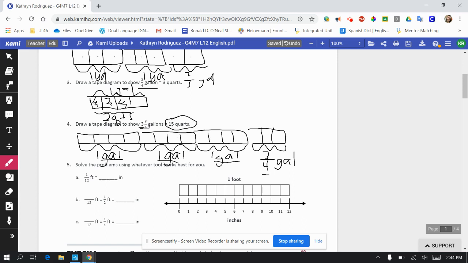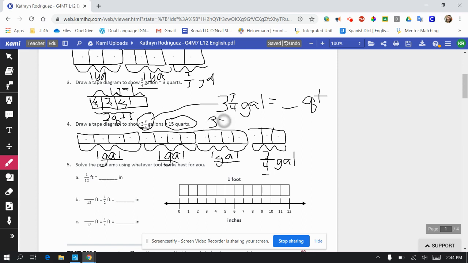And then I should have 15 quarts. 1, 2, 3, 4, 5, 6, 7, 8, 9, 10, 11, 12, 13, 14, 15. I have 15 quarts. Another way to solve this with numbers, which we'll be looking at more on the other side, I'm going to bring 3 3/4 gallons over here, and I'm going to turn it into quarts. We've been working on using numbers to convert the measurement from one unit to another, in this case gallons to quarts.